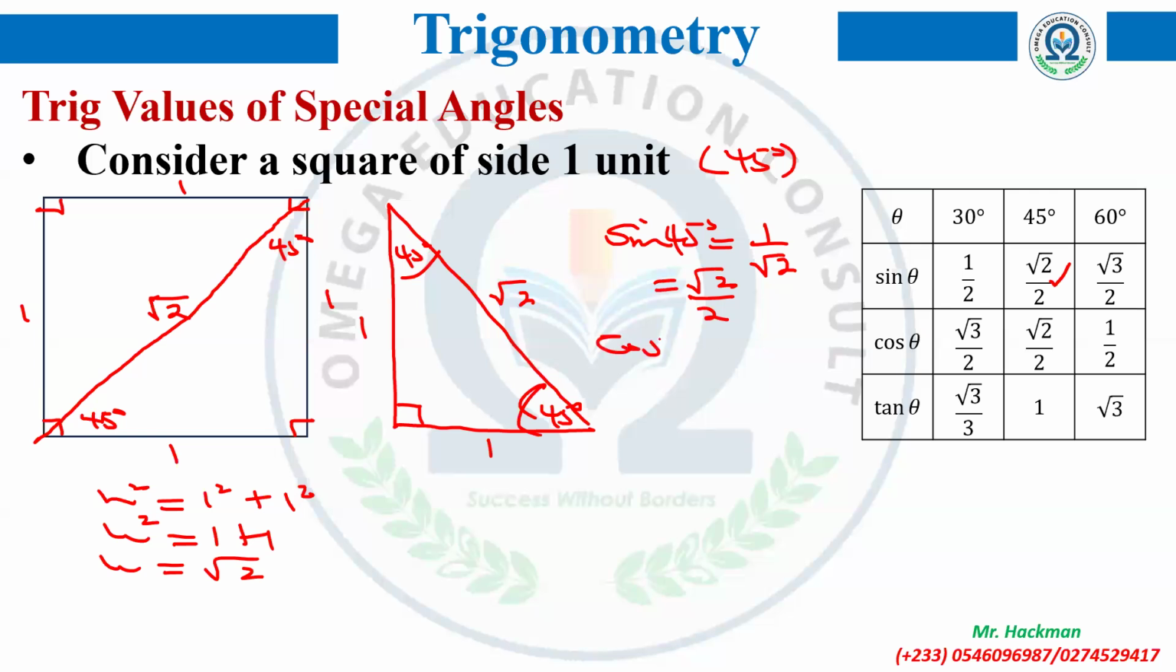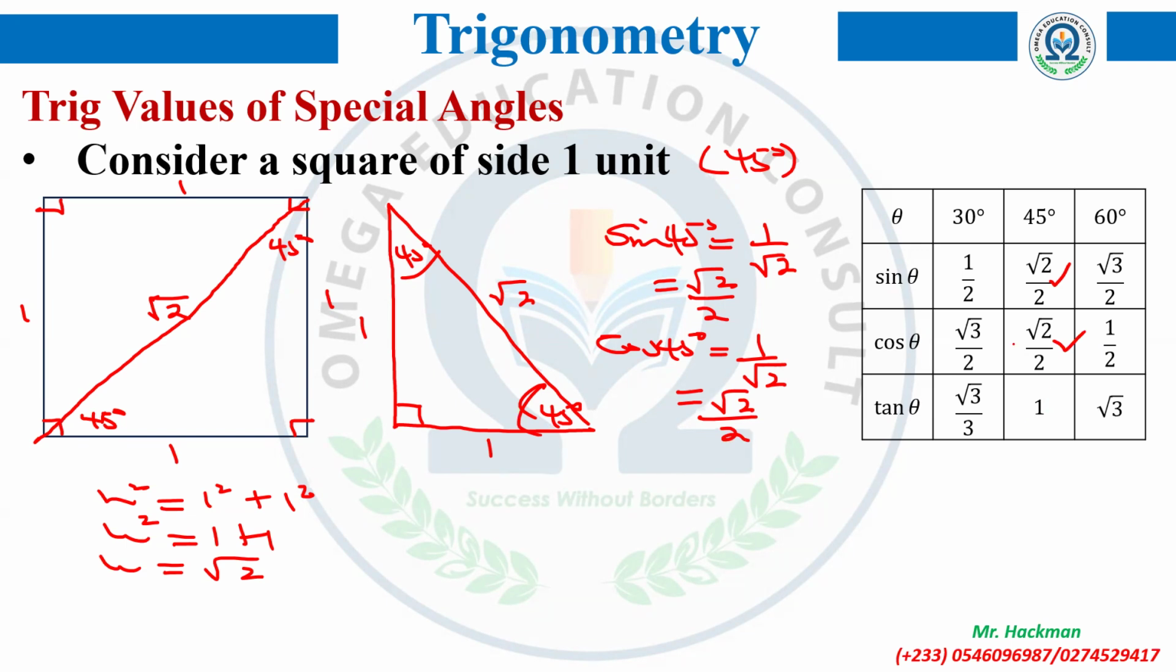So cos 45 will give us, cos is what? What is our adjacent? 1. Over the hypotenuse, root 2. So again, that one too, if you rationalize, you end up getting what? Root 2 on 2. Correct. So that gives us this value.